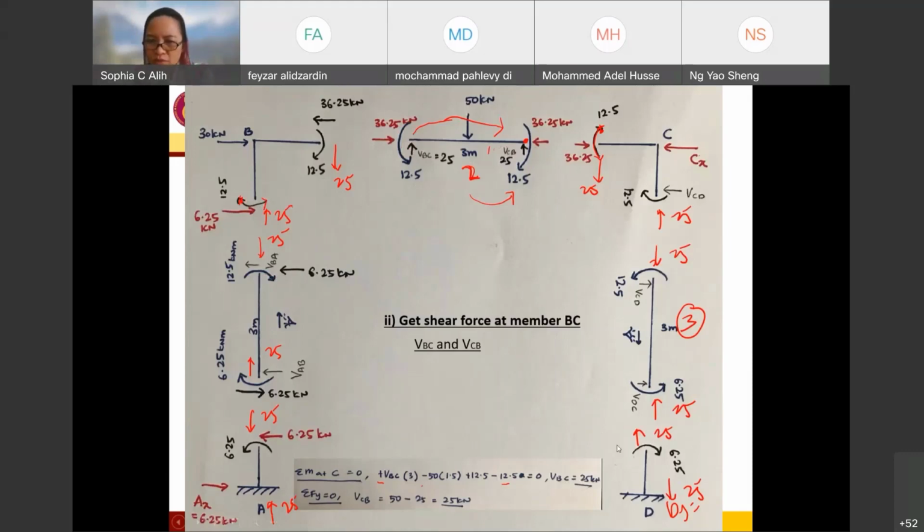I think I have also made a mistake over here. If this one is pointing upward, this one should be pointing in the other direction, right? 25 over here. Yes, but it's corrected in the other slide. Okay, and this one has to be like this. All right.